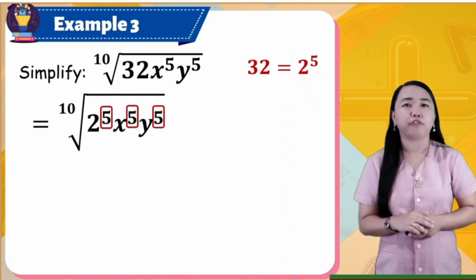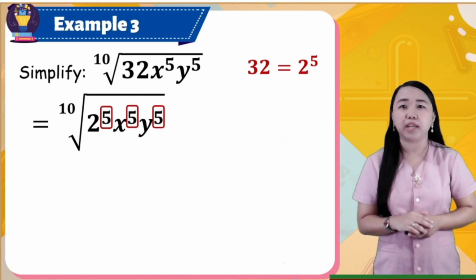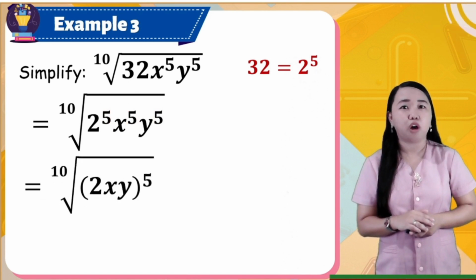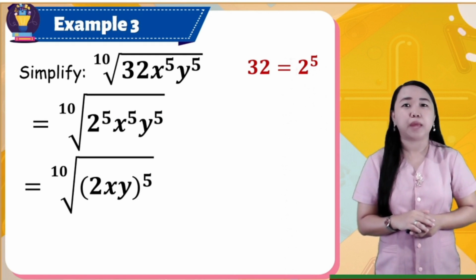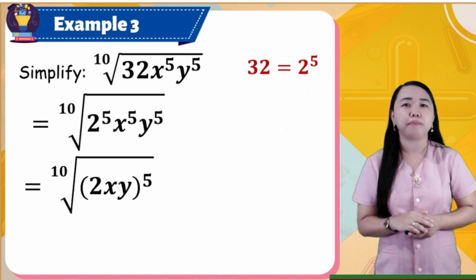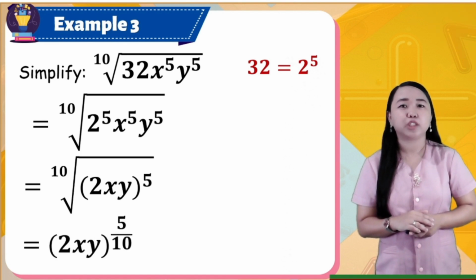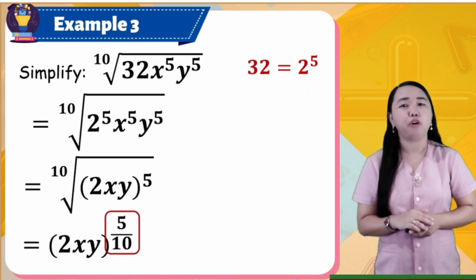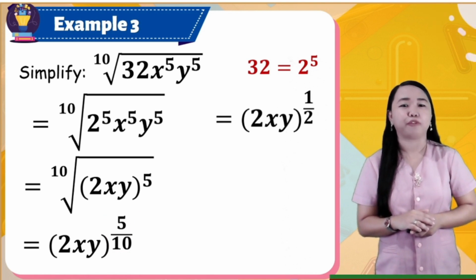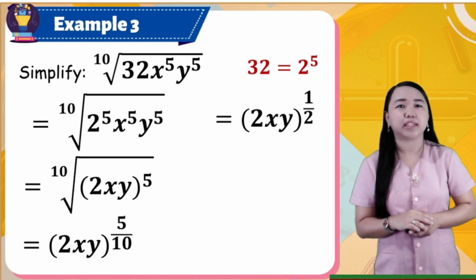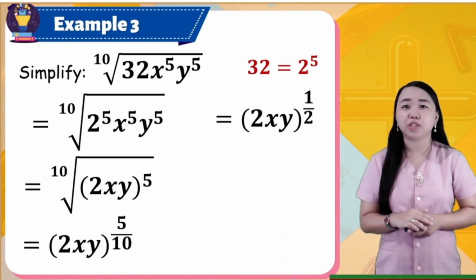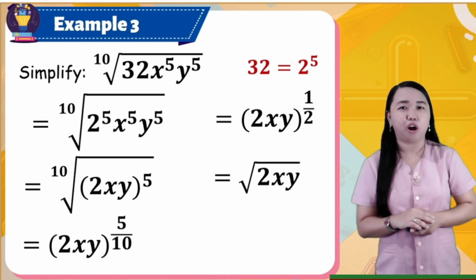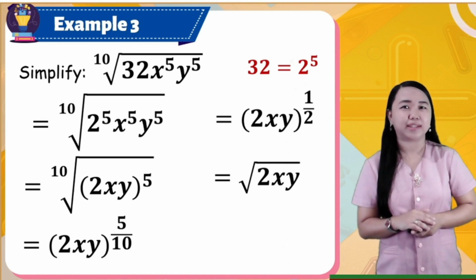Applying the power of a product rule in laws of exponents, we have 10th root of the quantity 2xy raised to 5. It can be written in exponential form as the quantity 2xy raised to 5 over 10. The simplest form of 5 over 10 is 1/2. Then, express it in radical form. The answer is square root of 2xy.